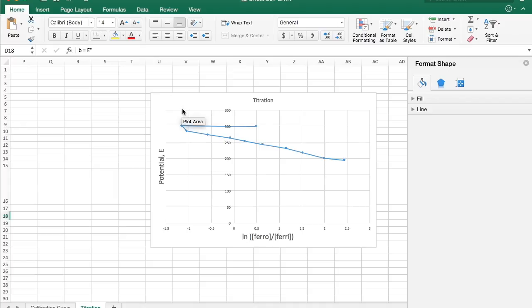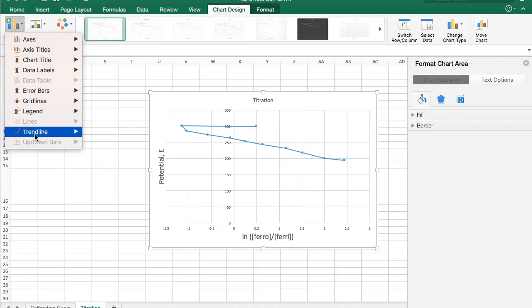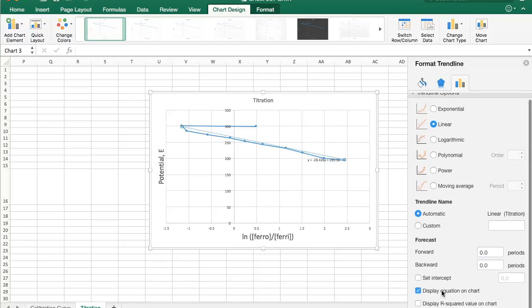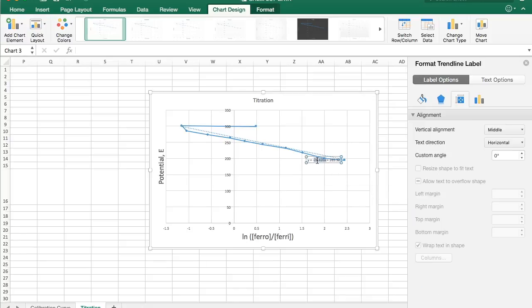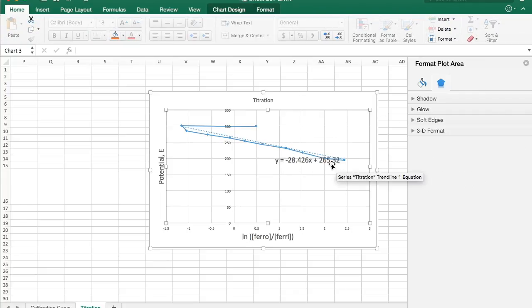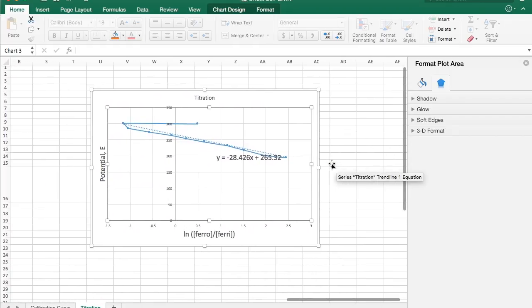So just like before, I'll click on the graph, navigate to Chart Design, Add Chart Element, Trend Line, More Trend Line Options, Display Equation on Chart. I'm going to double click that, increase the font size, and we come to 265.32. Great, and that's our answer.